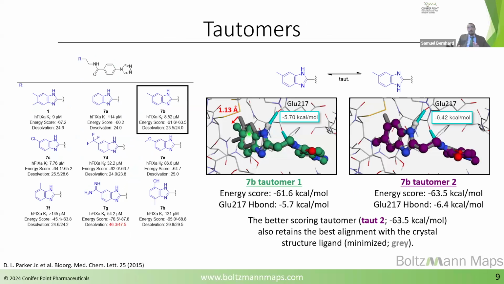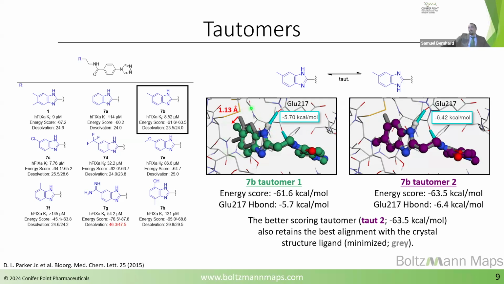Okay, so tautomers are a reasonable consideration in the context of modeling. So they're structural isomers, as shown here. These are each individually prepared and docked. And you can see that the hydrogen bond donor associated with the imidazole in both cases orients towards this blue 217.